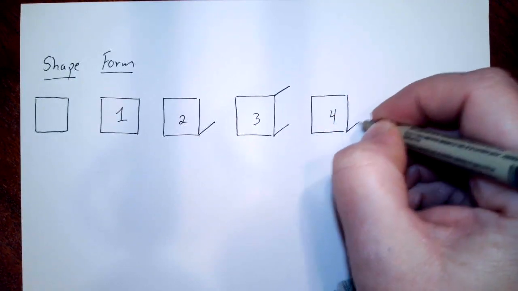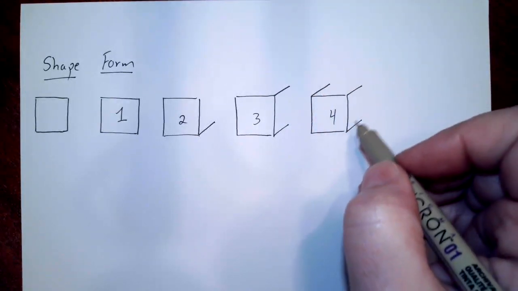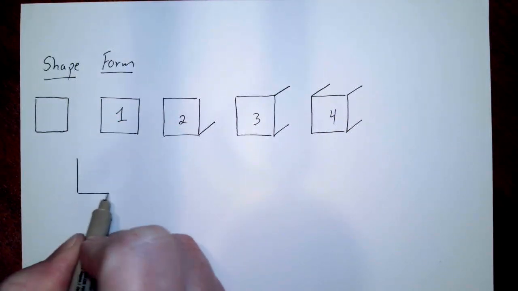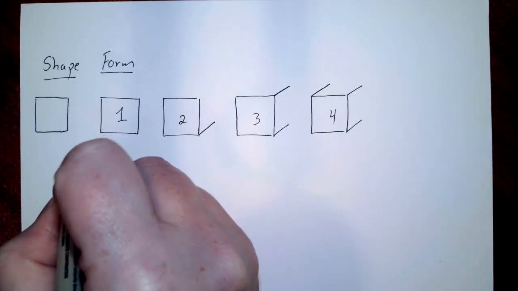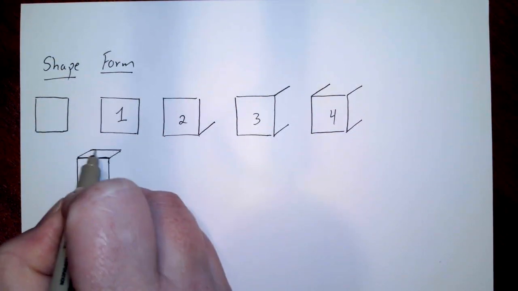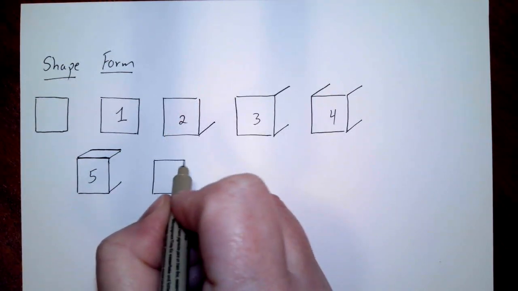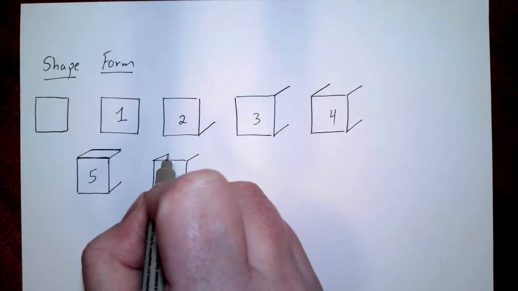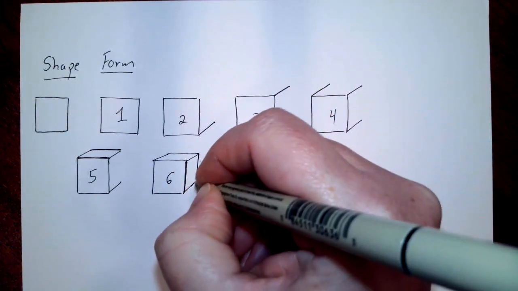Step 4, come here to the top left with the diagonal line. All three of these diagonals here are the same. Step 5, diagonal, diagonal, diagonal. This is a horizontal line. This must be a horizontal line. Step 6, diagonal, diagonal, diagonal, horizontal. This is a vertical line. This must be a vertical line.